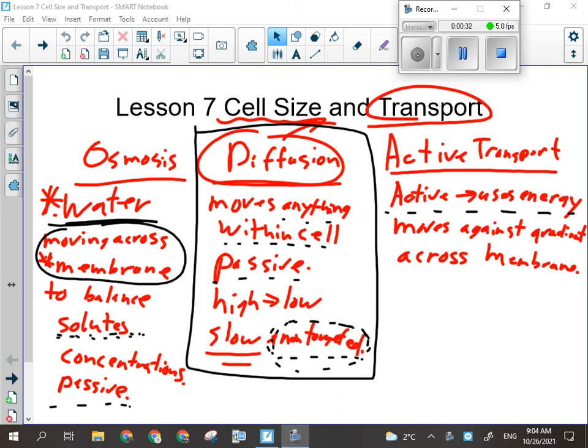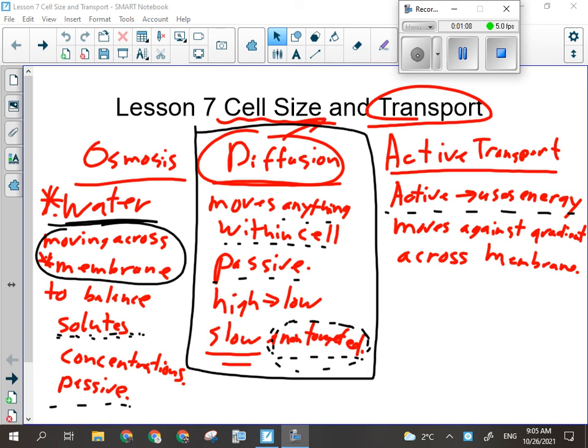So we talked about the big three the other day, okay? The big three methods of transport. We talked about osmosis, okay? And the key thing with osmosis, it transports only water. And it does that across the membrane to balance solutes, okay? And it's passive. Okay, we talked about active transport, how it uses energy to transport materials across the membrane and produce higher concentrations on one side than the other, so it's producing imbalance. But we said the most important of the big three is diffusion, because it can move anything.